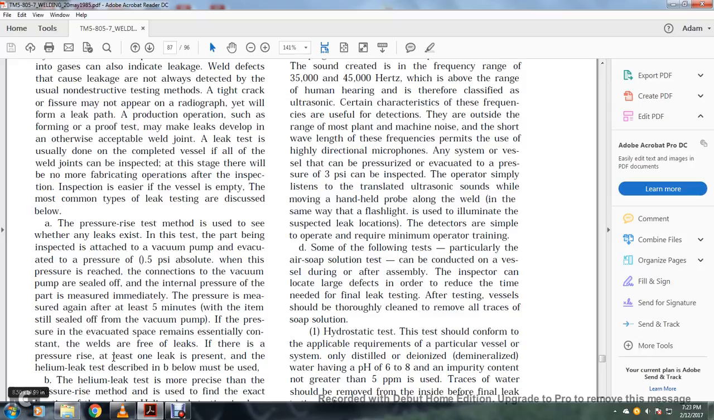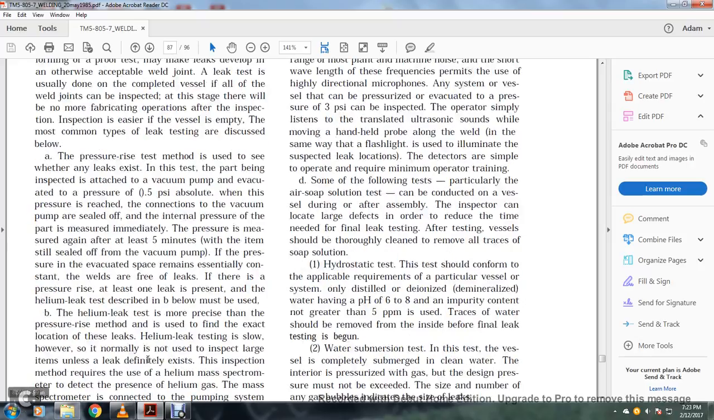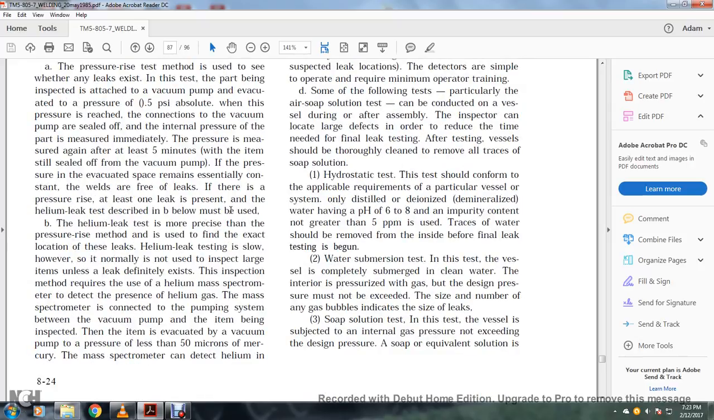And if any pressurized leak is present, the helium leak test described below must be used. The helium leak test is more precise than the pressurized method and is used to find the exact location of these leaks. Helium leak testing is slow, however, so it is normally not used to inspect large items unless a leak definitely exists.